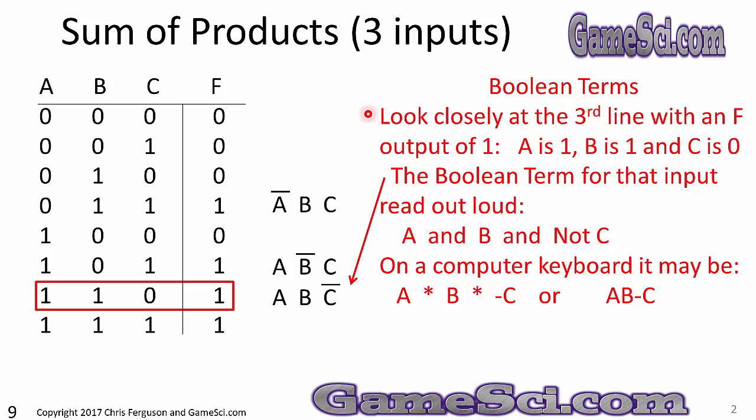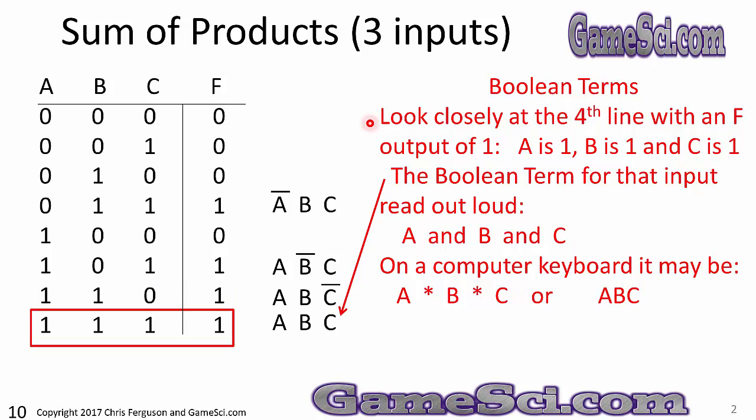Look closely at the third line with an F output of 1. A is 1, B is 1, C is 0. The Boolean term for that input read out loud: A and B and not C. On a computer keyboard, it may be typed like this or that.